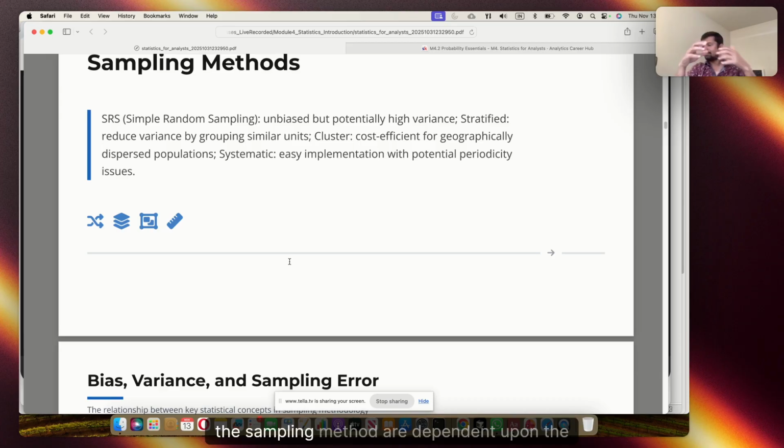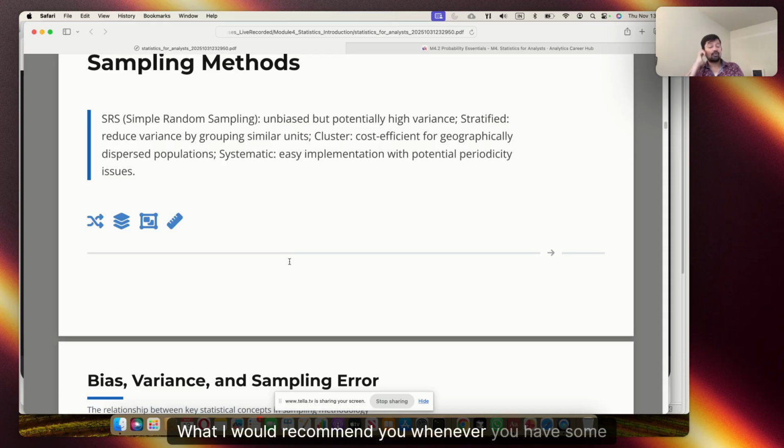Again, the sampling method depends upon the kind of questions that you are asking. Random sampling is always good because you are not particularly biased, but the problem is it has a high variance. In stratified sampling, you have a limited amount of variance. With clustering, you can focus on geographically dispersed populations based on the similarities and differences they have. Systematic sampling has an easy implementation, but it can have some other kinds of issues. So these are, in short, the four kinds of sampling methods that you can try.